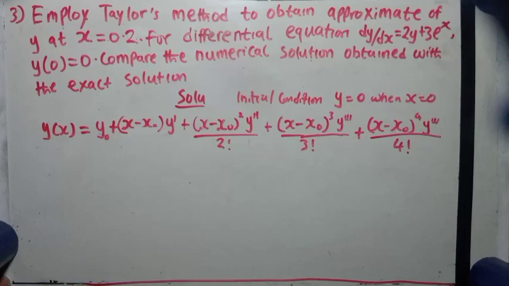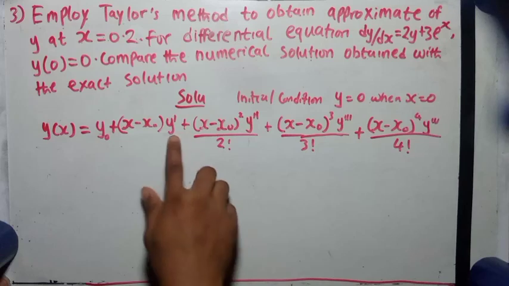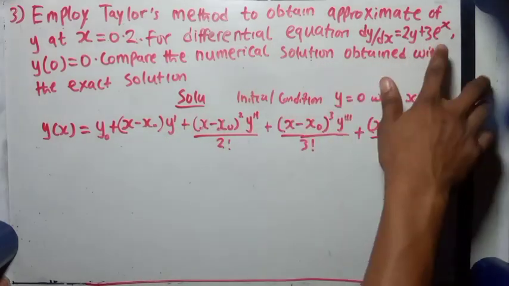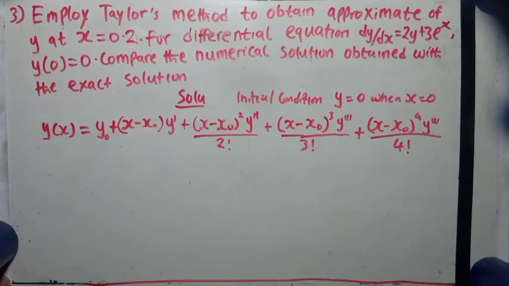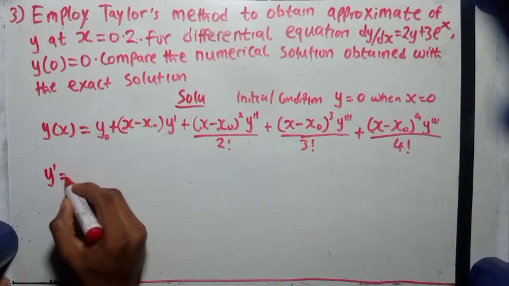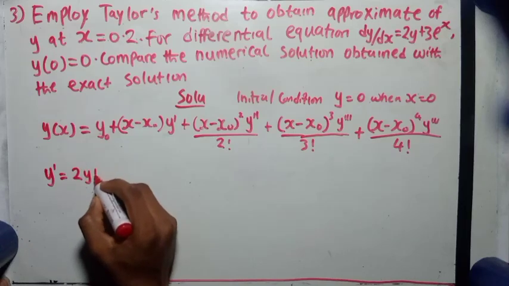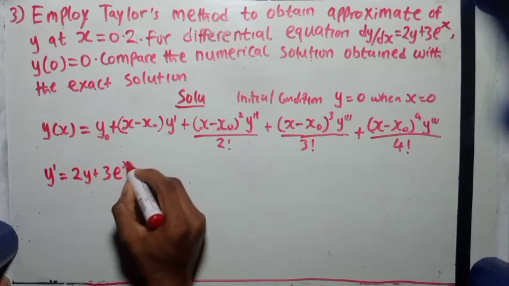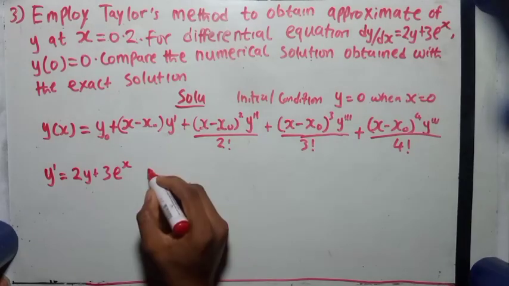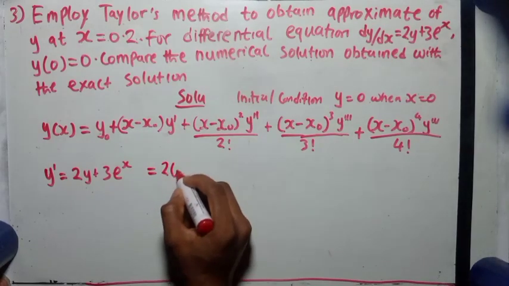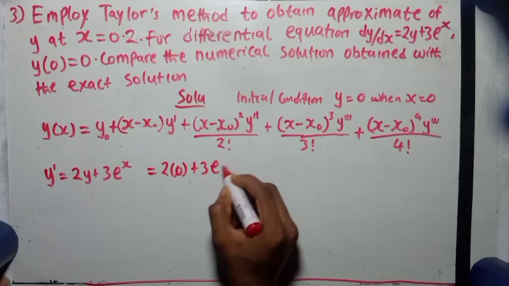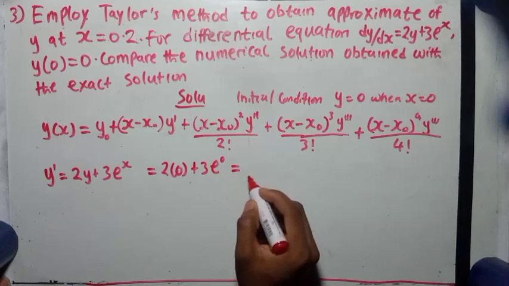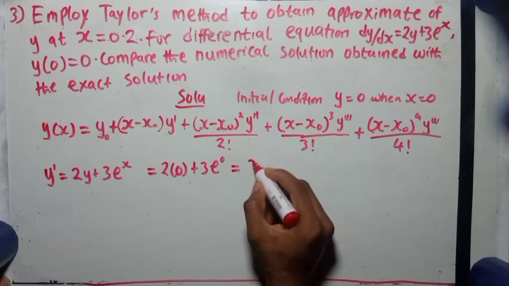One of the major things we don't have here is our derivatives. We still need to substitute into this formula to get its value, so let us solve for that. Our y prime was given to us as 2y plus 3 exponential raised to power x. With our initial conditions, we have 2 times 0 plus 3 exponential 0. Anything raised to power 0 is 1, so we have 1 times 3.